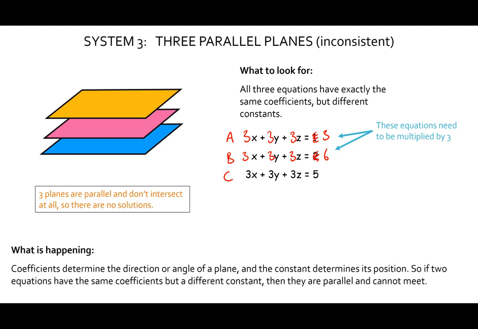So why does this happen? Well, the coefficients determine the direction or the angle of that plane. So that means if they're all the same, then they're all going in the same direction or have the same angle, which means they're parallel and will never touch. The constant term determines its position. So if those are different, then it has been shifted a little bit, but they're parallel. Now that of course means that they're parallel planes and can't meet, and therefore we have no solutions.